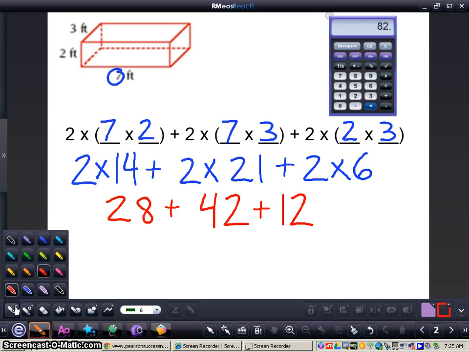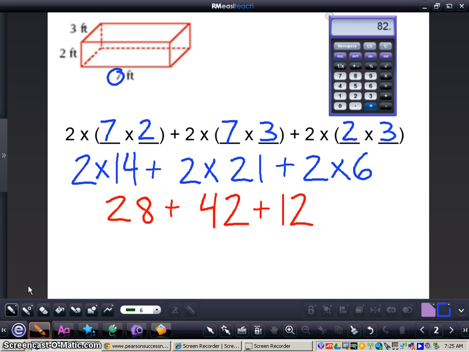I'll write that in this color here. So I have 82 feet squared, and that is my answer. You can see there's a lot of steps to it, but it's important just to stay organized. Use your calculator and you won't have any problems at all.